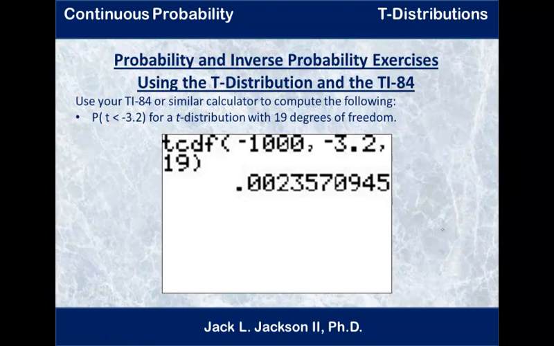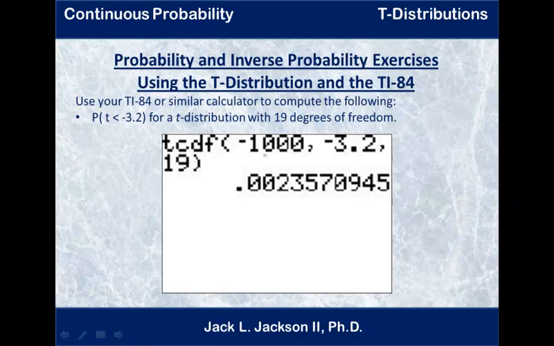Now there's actually a couple ways you could do this. We can make use of the symmetry and know that the cumulative area is 0.5 up to 0, so we could do 0.5 plus TCDF from 0 to negative, that would work if this is a positive 3.2. Since this area is completely to the left, what you would do is it could be 0.5 minus the area between negative 3.2 and 0. Or we can just go ahead and just say, well, it's TCDF from negative infinity up to the negative 3.2 with 19 degrees of freedom.